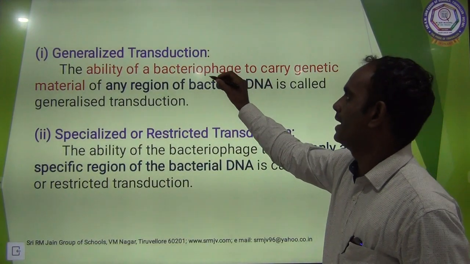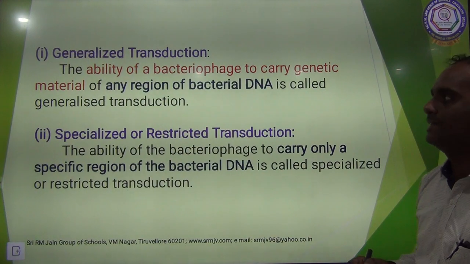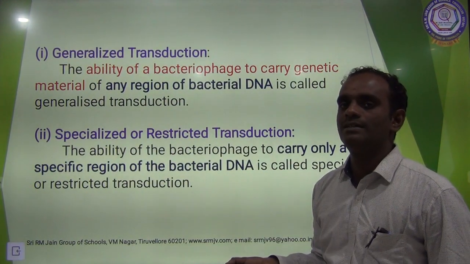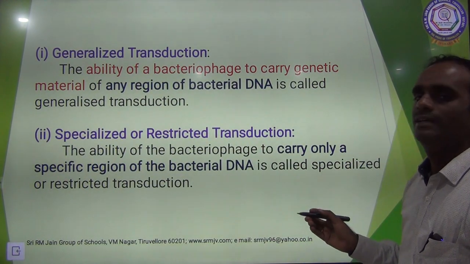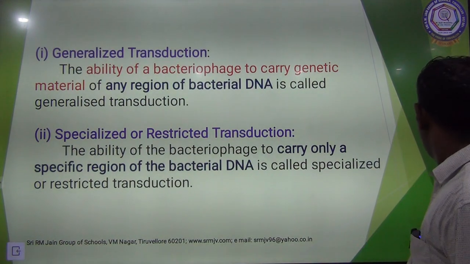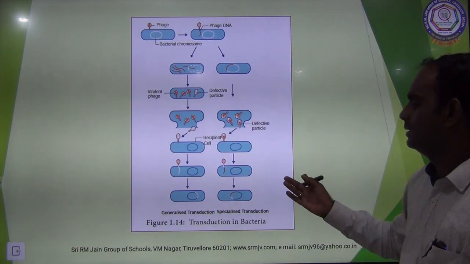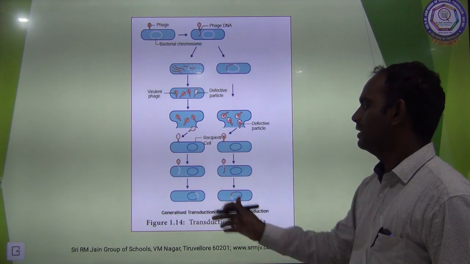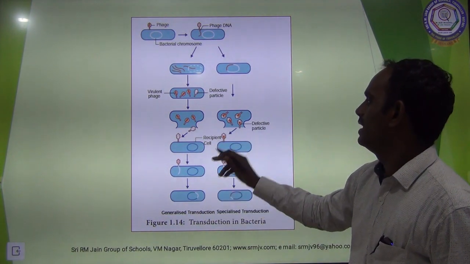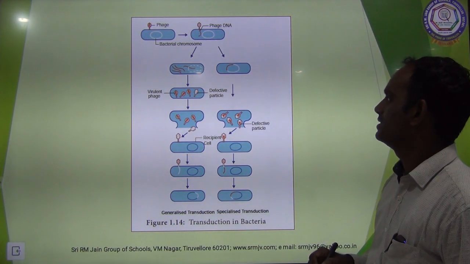The ability of bacteriophage to carry genetic material to any region of bacterial DNA is called generalized. See the picture here. This is a generalized transduction here, and this is a specialized transduction here.